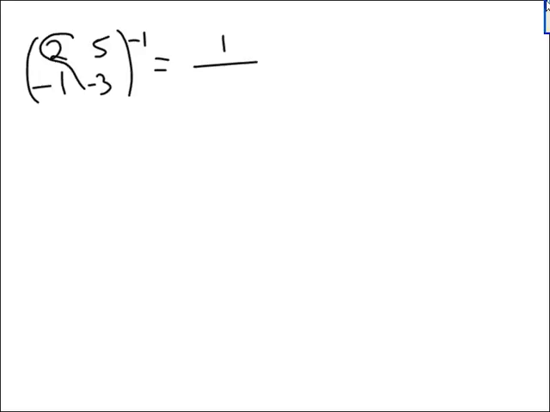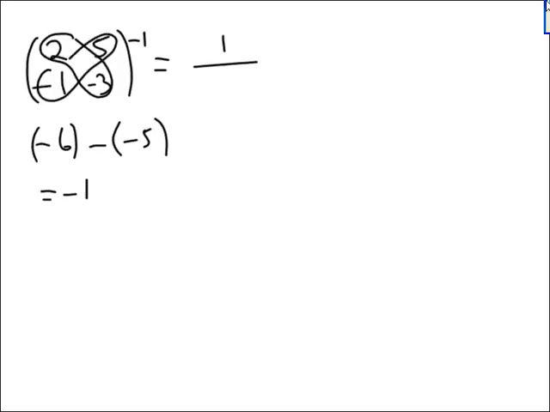You have to know the formula. If you want to find the inverse of 2, 5, -1, -3, what's the inverse of this? Well, it's 1 over this product, which is -6, minus this product, which is -5, and that's -1. -1 times the 2 and the -3, you just switch the order, and the 5 and the -1, you switch their sign. -5, 1.